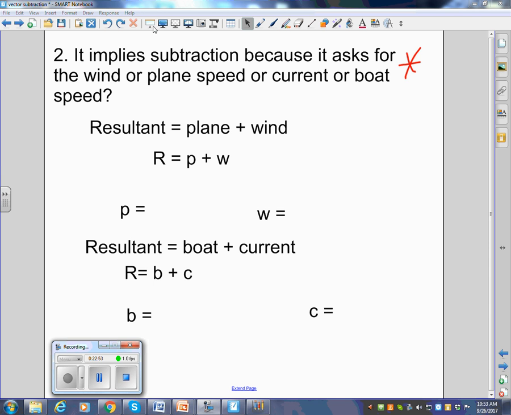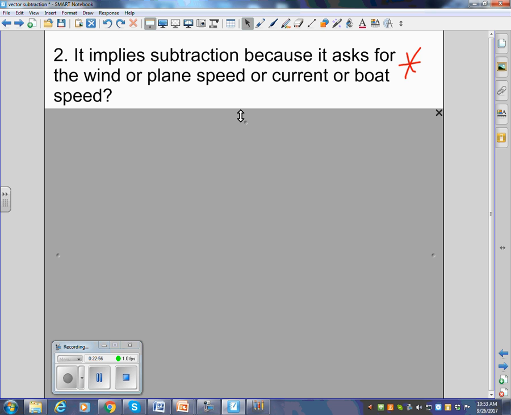So, it implies subtraction. What does imply mean? Like to suggest. It suggests subtraction, or it makes you have to think on your own subtraction. Because it asks for the wind or the plane speed, or the current or the boat speed. The two classic physics cases are plane in the wind, boat in the current, boat on a river. Okay, so they're going to be those two situations.